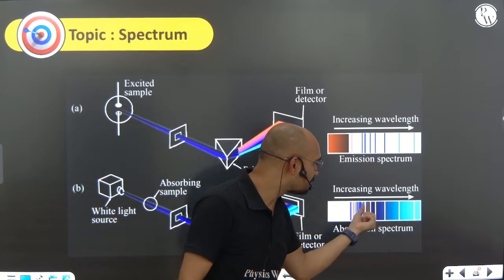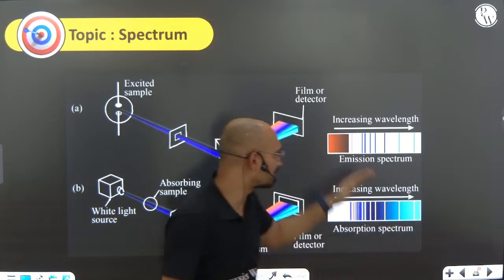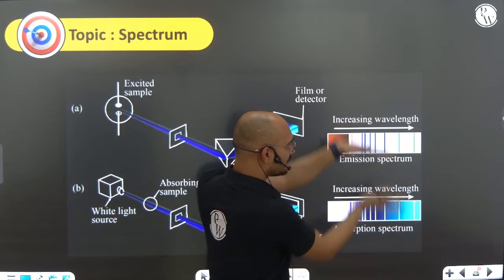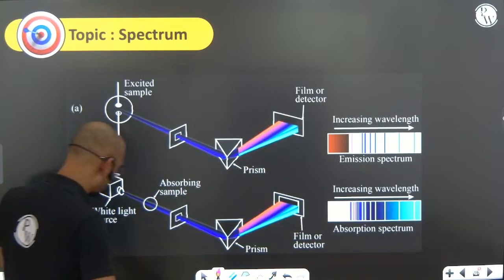So this will be a broad spectrum kind, but it will be continuous. It is not a discontinuous thing. And when you add both of them, the emission and absorption spectra, you get the whole white light, or you can say the original light, right?